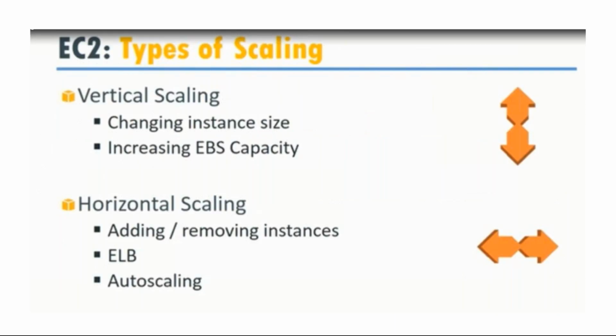So types of scaling: vertical scaling, horizontal scaling. Vertical scaling means, for example, you have an instance and you need more memory or you need more storage. Then within the same instance only, it will increase your instance size, it will increase your elastic block storage capacity, within the same instance only.